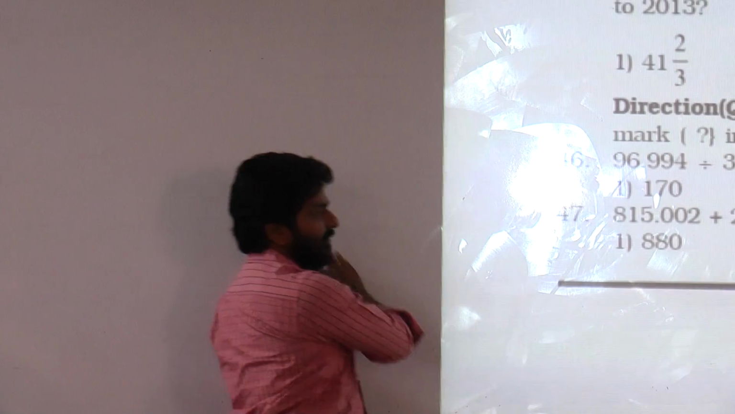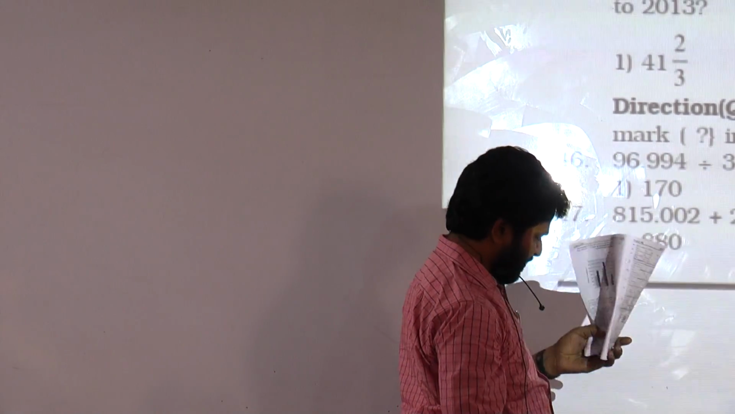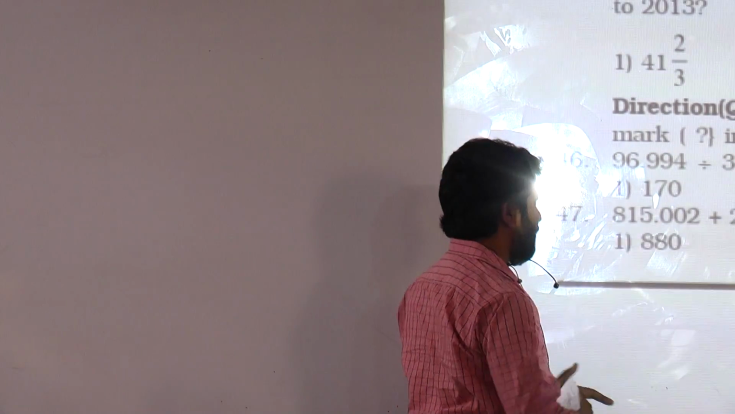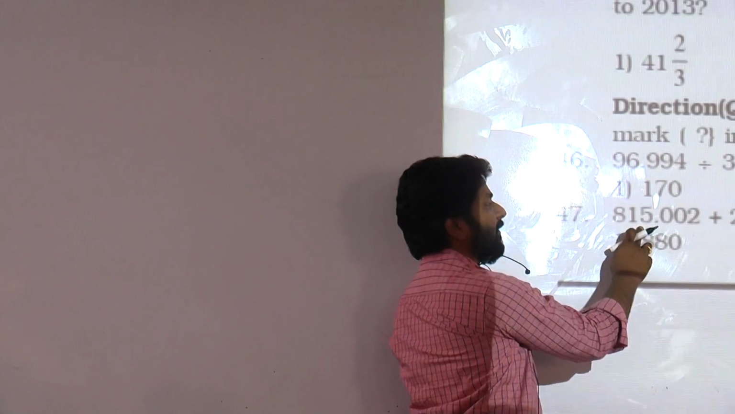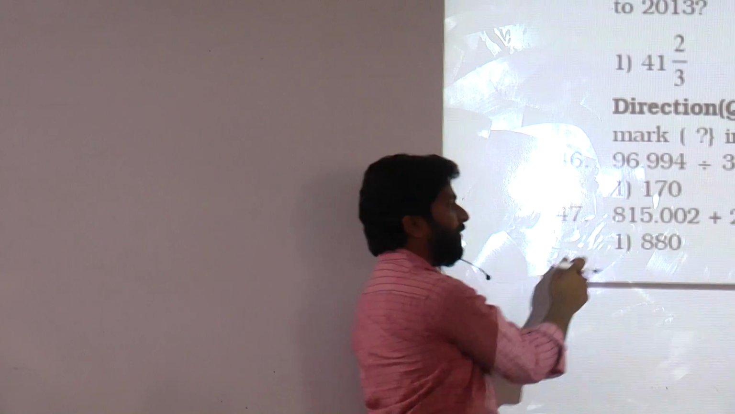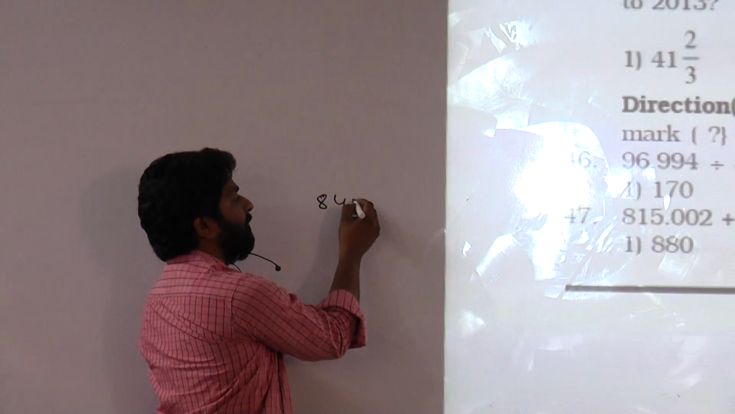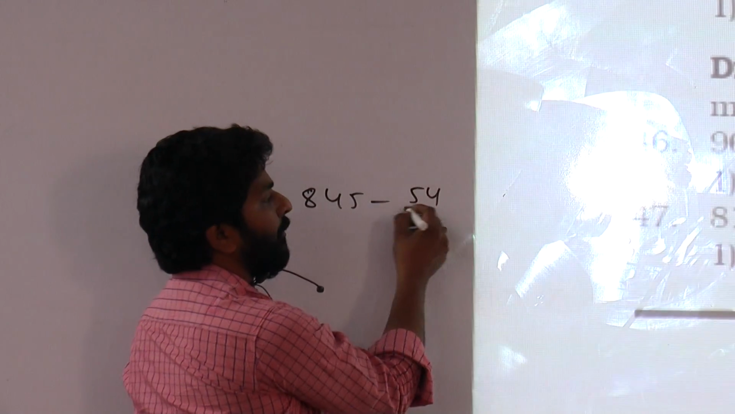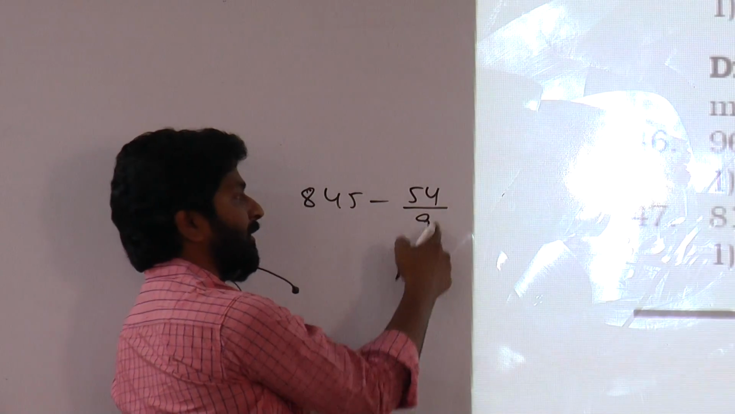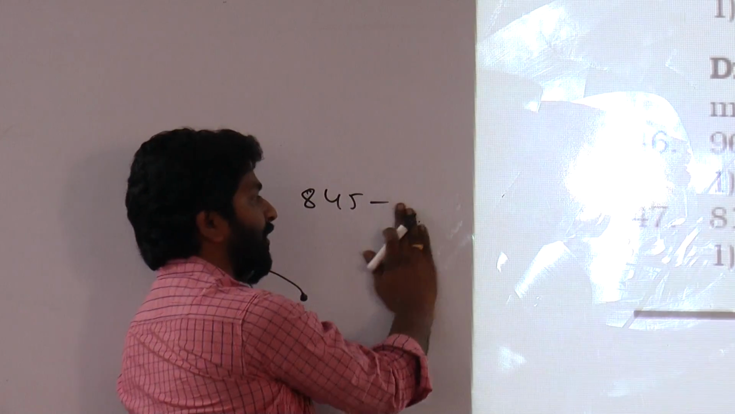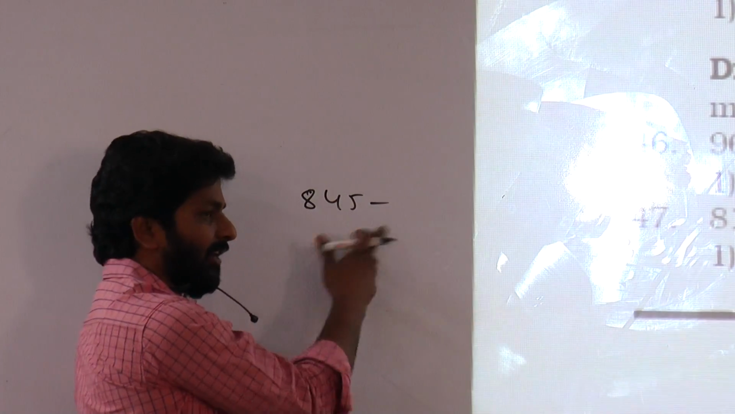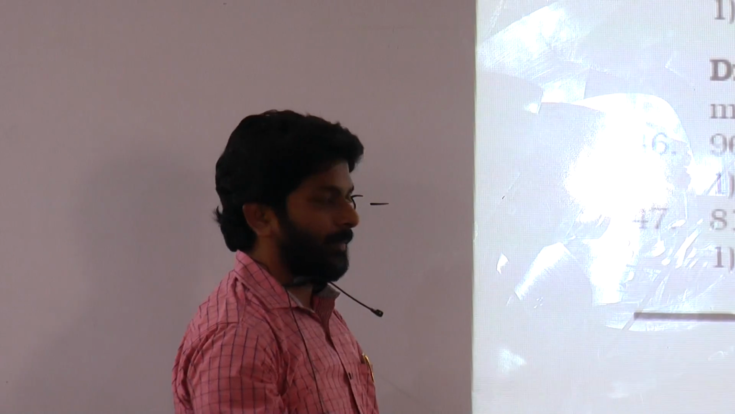Next, 47. Addition only. Add 30 here, 845. 845 minus 54 divided by 9. 6 times, right? So you need to subtract 6, then it becomes 839, near about 840.